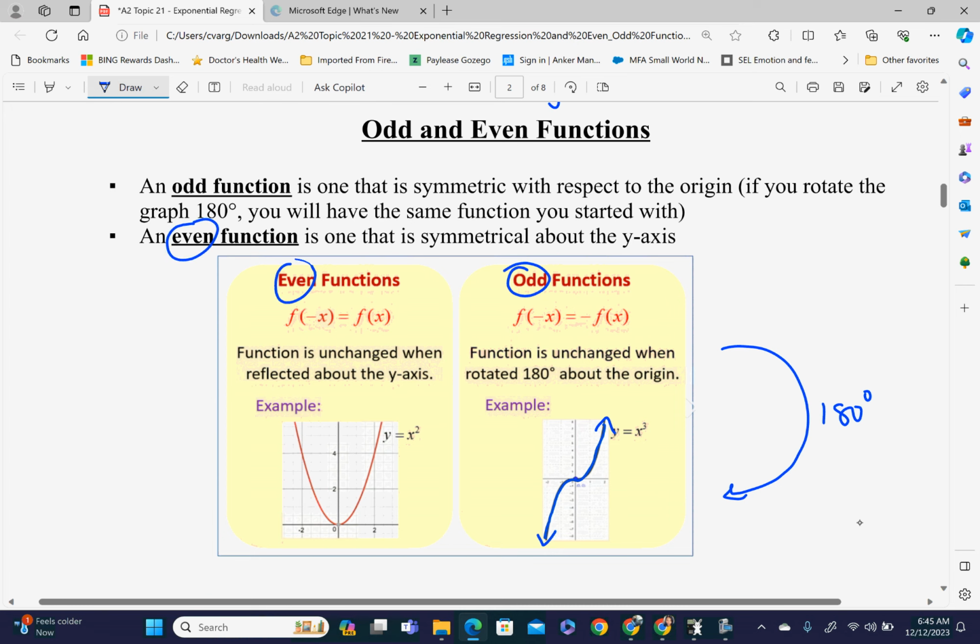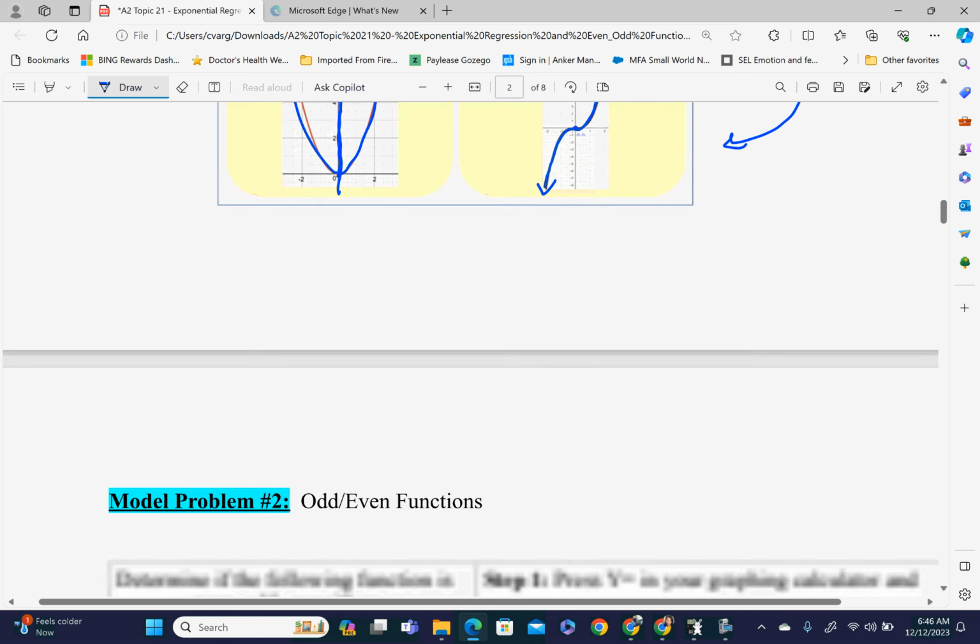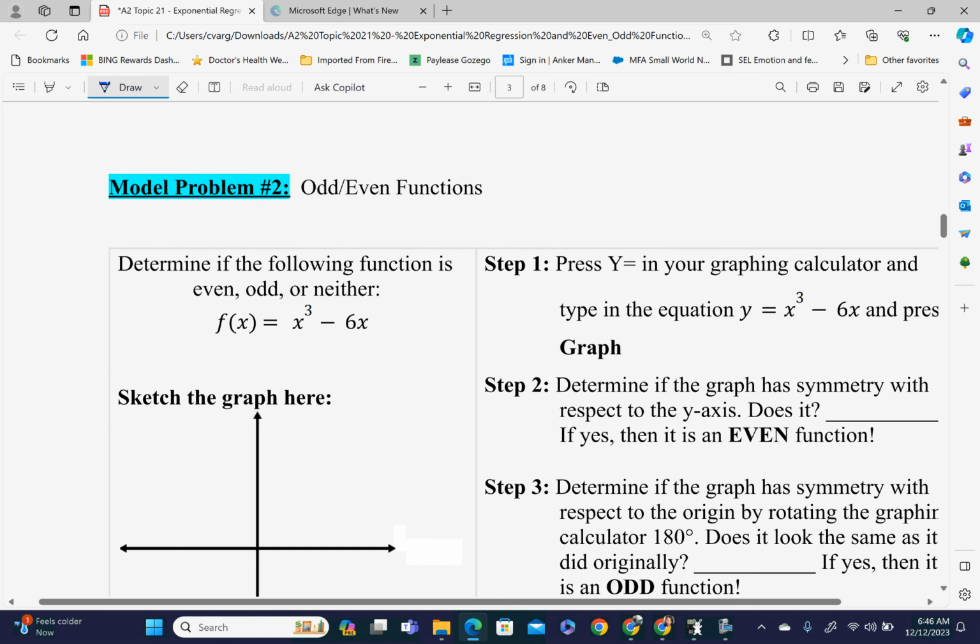An even function, so now we're over here, is one where the y-axis is the line of symmetry, which means that if I were to fold my paper along that line that I just drew, it's going to be equal on both sides. The right side is going to look like the left side. All right, so that's very straightforward.